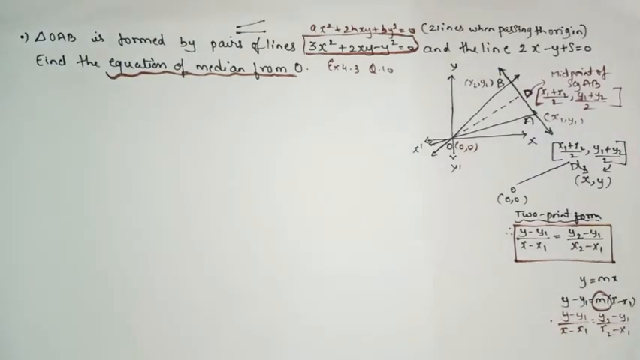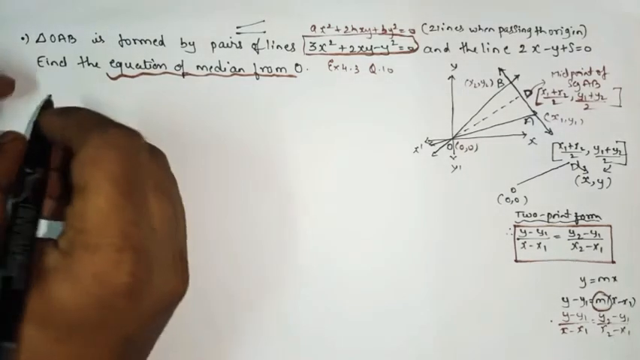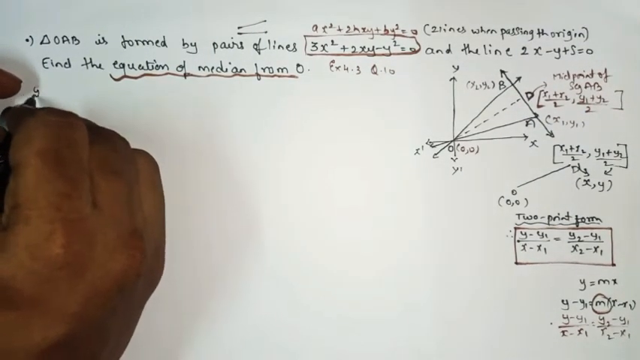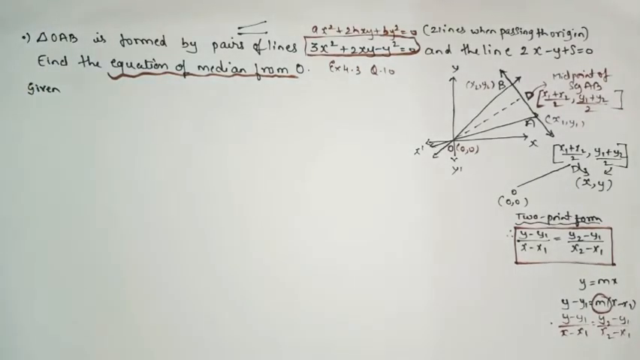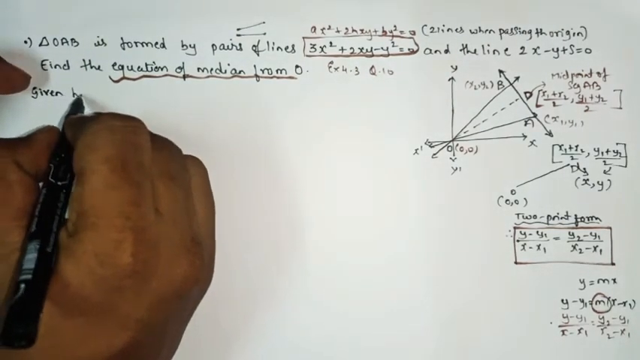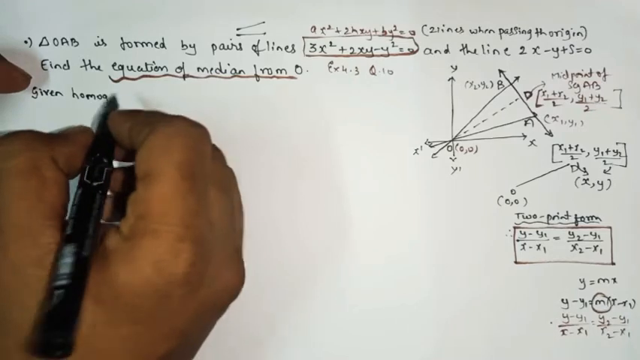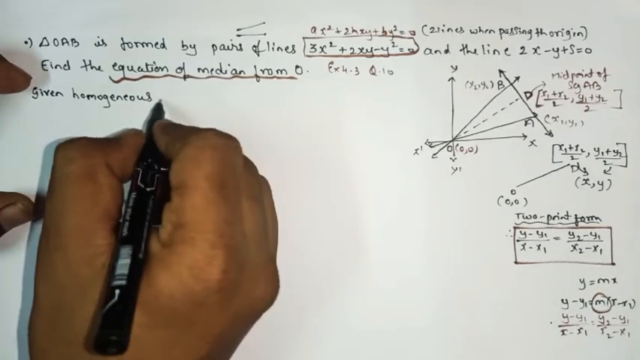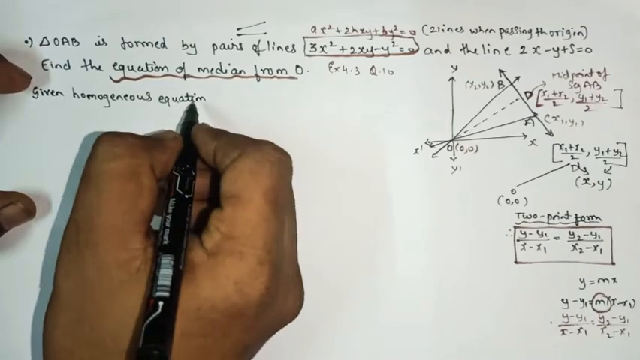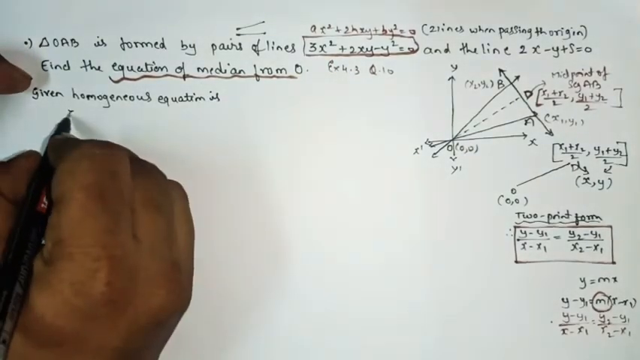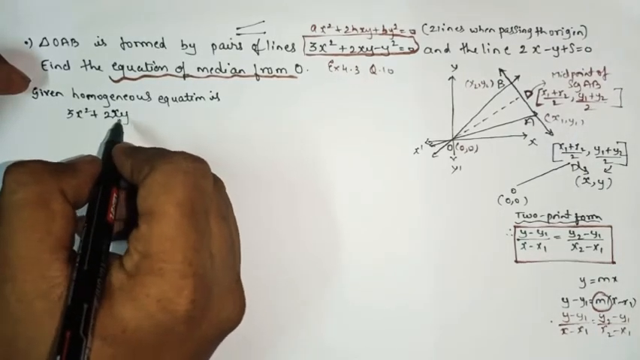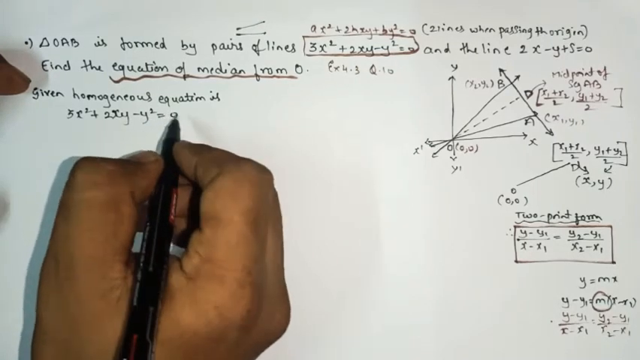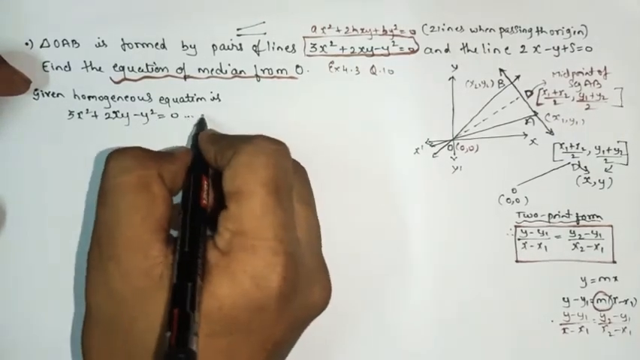So first you will start writing: given homogeneous equation is 3x square plus 2xy minus y square equals to 0. We'll give this as equation number 1.